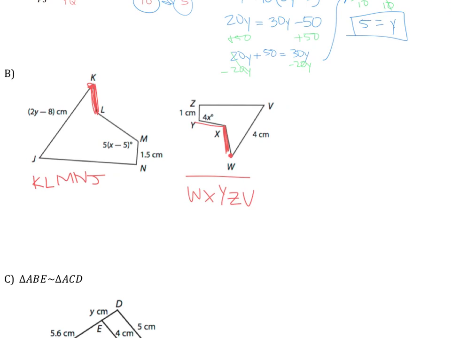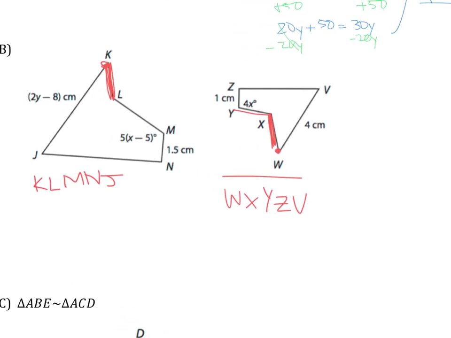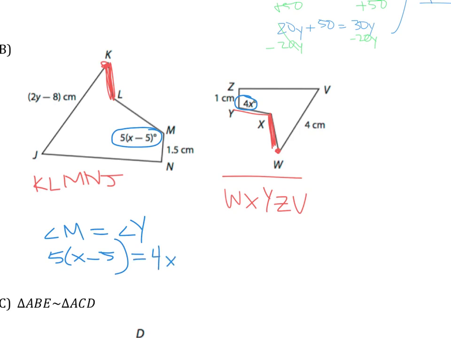And so from there, that might help us as we figure out which sides and angles to match up. In this case, for our angles, it gives us this angle right here, angle M, and this angle, angle Y. So M and Y, since they're in the same spot, those are corresponding, which means that they must be congruent. So 5 times x minus 5 has to equal 4x. I'm going to let you solve that one from there.